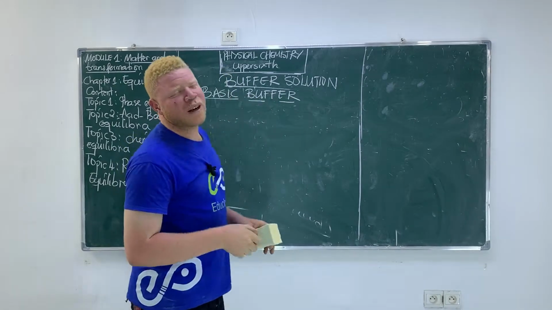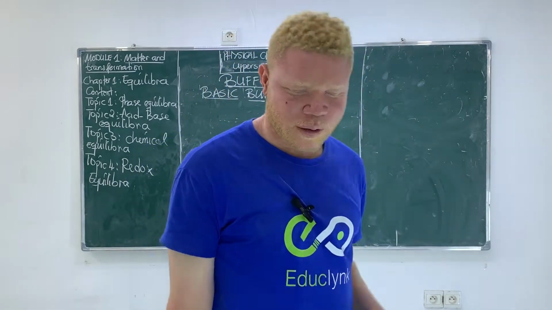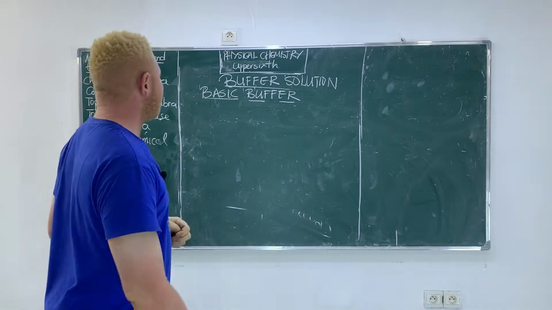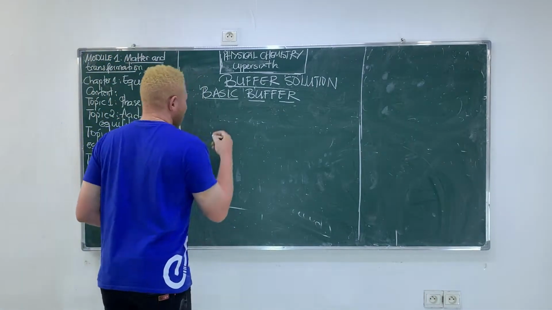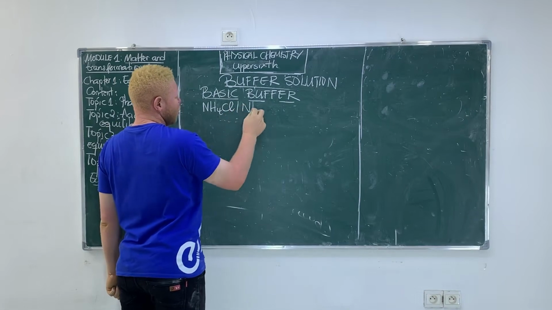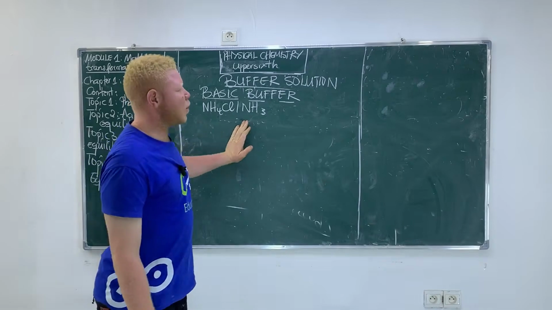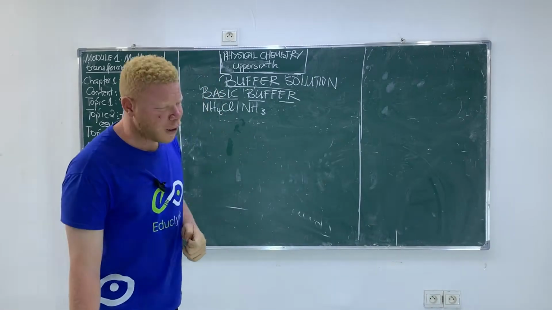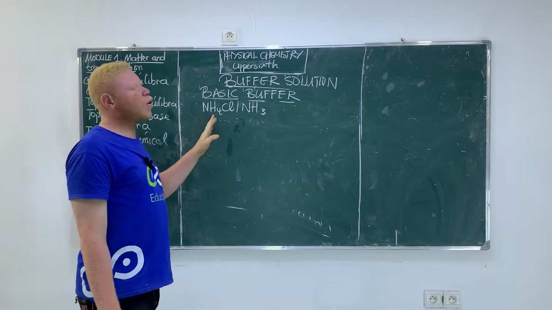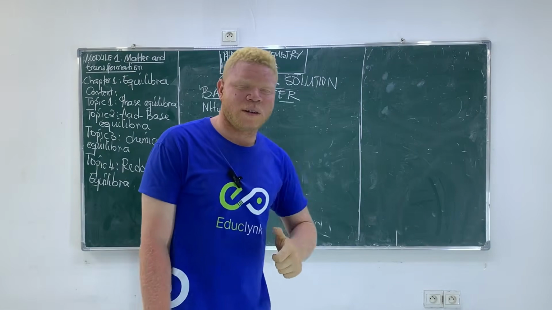So a basic buffer is made up of a weak base and a soluble salt of the weak base. Let's take a typical example. A basic buffer is a buffer made up of ammonium chloride and ammonia. Ammonia is a weak base, a Lewis base or Bronsted base. Ammonium chloride is the salt of the weak base. The weak base in this case is ammonia.